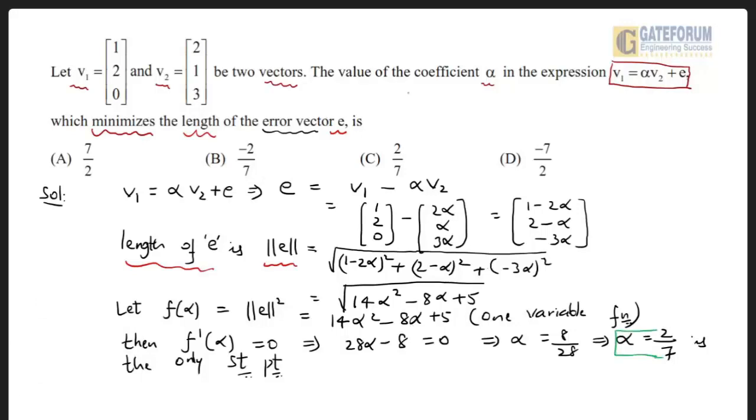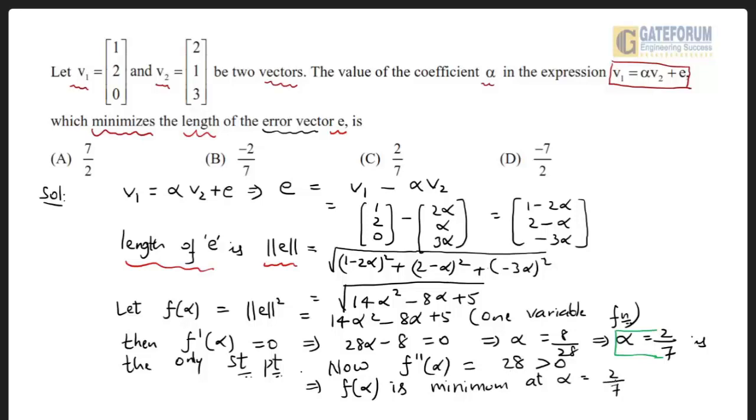And one of the options is 2 by 7. Let us check whether it is correct using the second derivative. f double dash alpha: if the second derivative is greater than 0, then that function is going to be minimum at that point. The derivative of 28 alpha is 28, minus 8 derivative is 0, which is greater than 0. So f of alpha is minimum, since f double dash alpha is constant at alpha equal to 2 by 7.